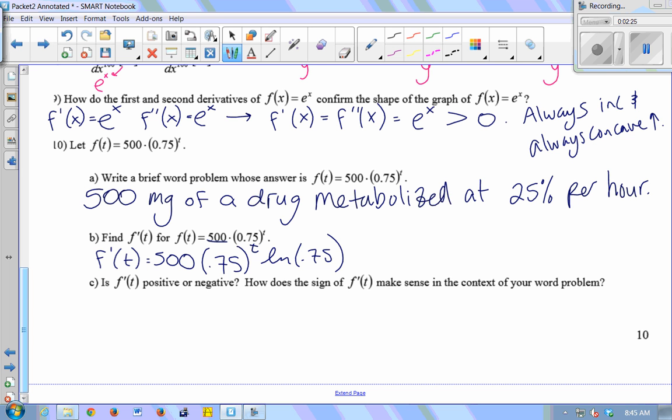All right, so let's think of f prime here. 500, positive or negative number? Positive. 0.75 to the t, positive or negative quantity? Positive, yeah, because anything to the x is always above the x-axis. So range is positive reals. What about the ln of 0.75, positive or negative? It's negative, yeah. If you remember, the graph of the ln looks like this, and the place where it crosses the x-axis is at 1. So at 0.75, it's going to be below the x-axis.